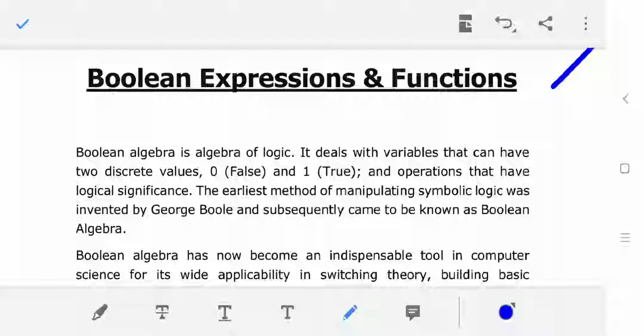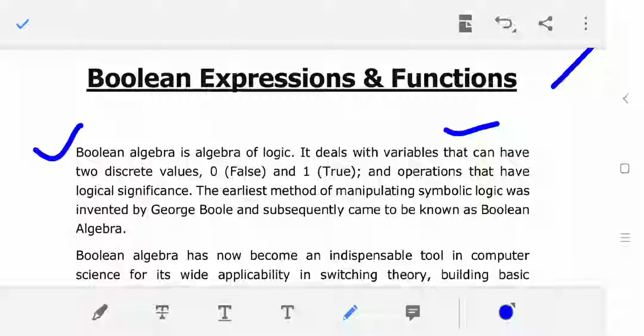Our topic today is Boolean expressions and functions. Boolean algebra is the algebra of logic. It deals with variables that can have two discrete values, 0 and false, and 1 and true, and operations that have logical significance.